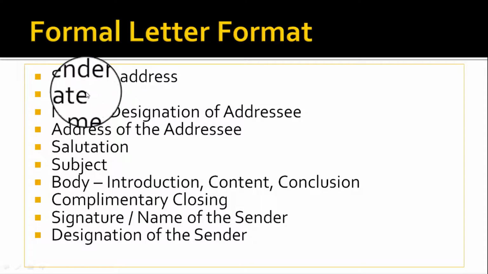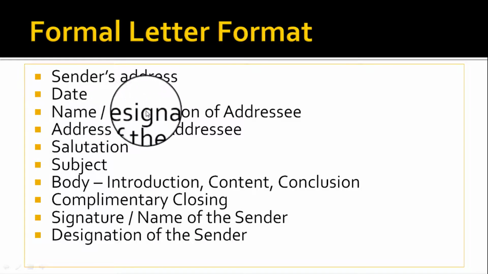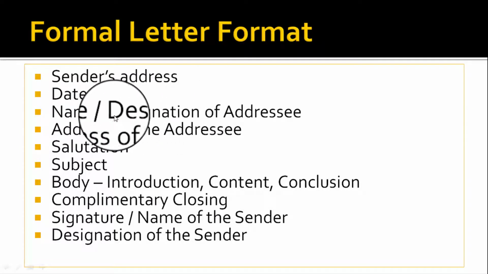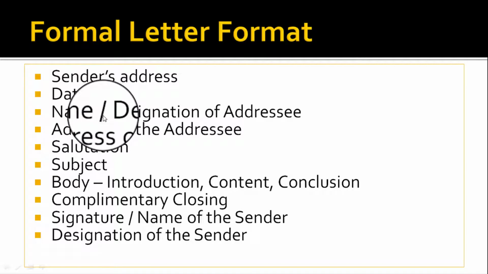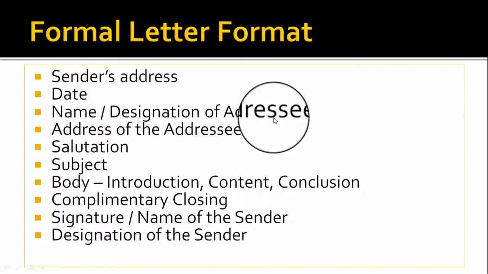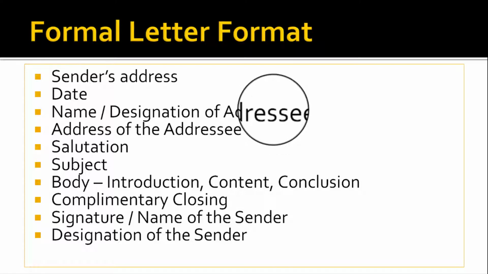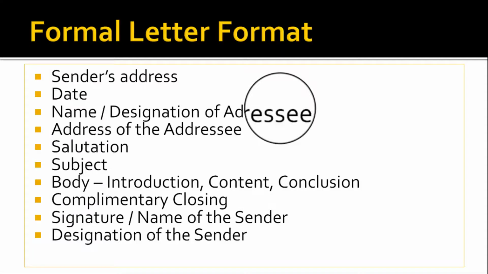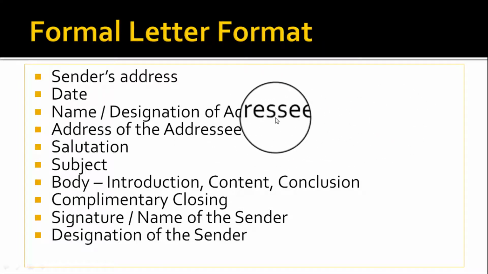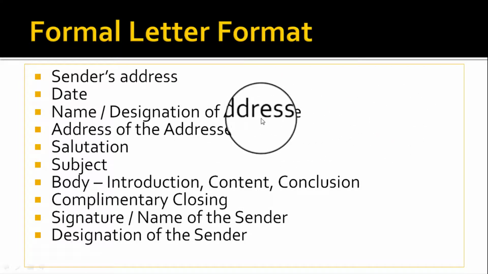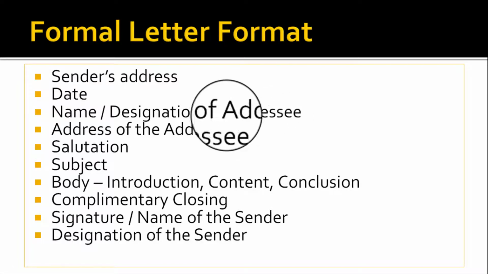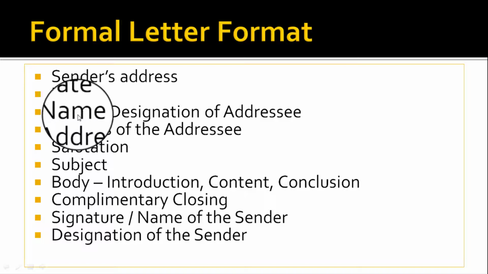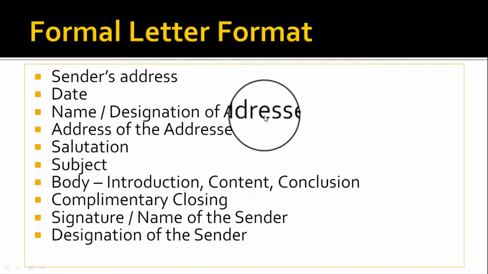Students, after writing the date you have to write the name or the designation of the addressee. Here you have to understand who the addressee is. The addressee is the person who receives the letter. You are the sender, you are writing the letter, and the person who receives the letter is called the addressee or recipient. So you have to write the name or designation of the addressee.